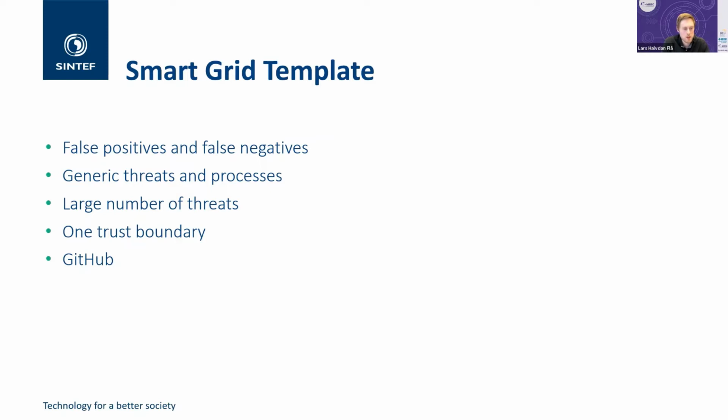What we also have in the model is the trust boundary. However, we only have one, which means that we either trust or do not trust. There are no degrees of trust. And this deviates a bit from other models we have seen in the threat modeling tool, which have various degrees of trust. And finally, the model is uploaded to GitHub for those who may want to use it or further develop it. And I will show some slides at the end on how this may be done.